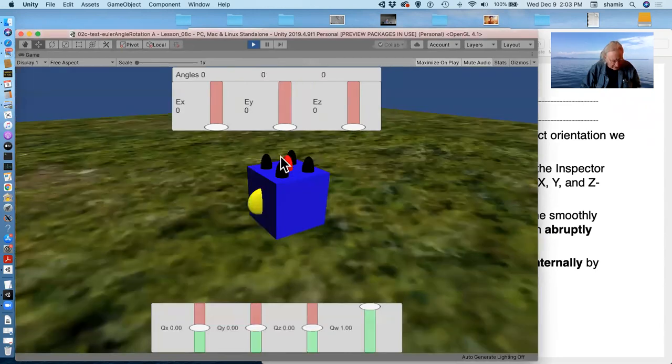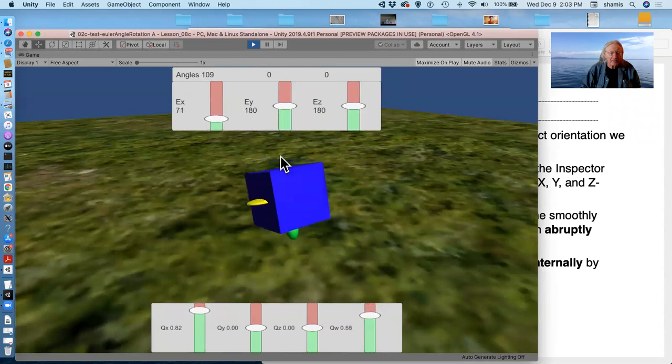and now I press the X key, which rotates it about the X-axis, you see that at that point, it abruptly switched the Y and Z to 180. If I press the S key, it goes back down again. And so you can see, even though the orientation of the object is not changing abruptly, its representation in terms of Euler angles is changing abruptly.